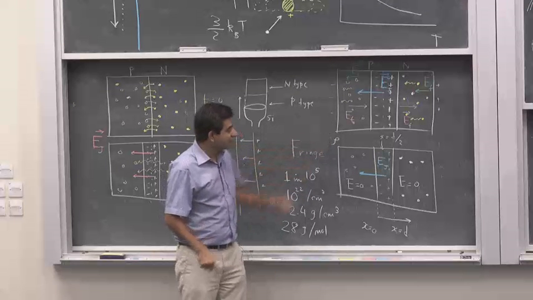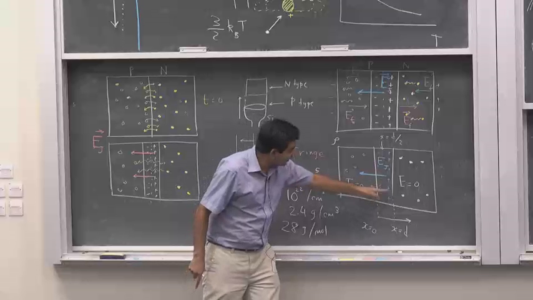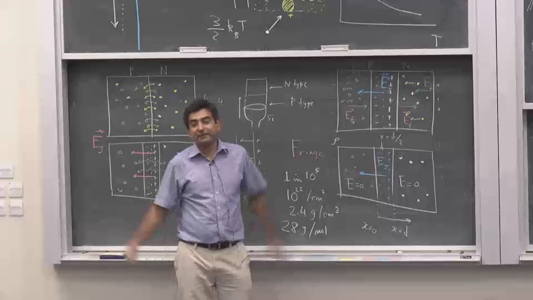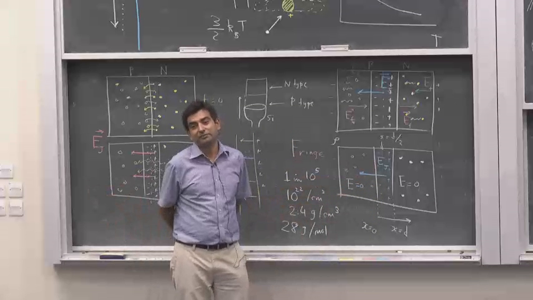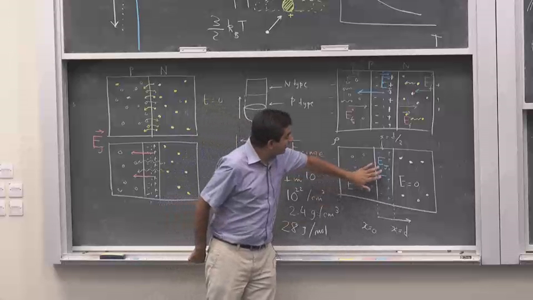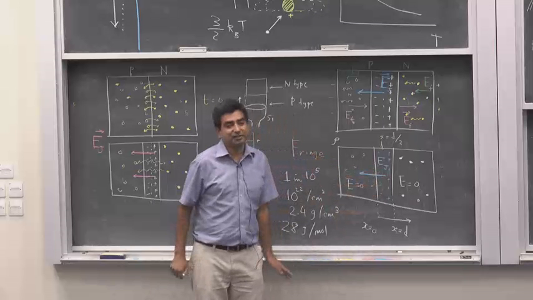Now, based upon this information, I would like you to calculate the electric field as a function of x. I would like you to use Gauss's law here. There's no electric field here. The only electric field that exists is inside this junction.